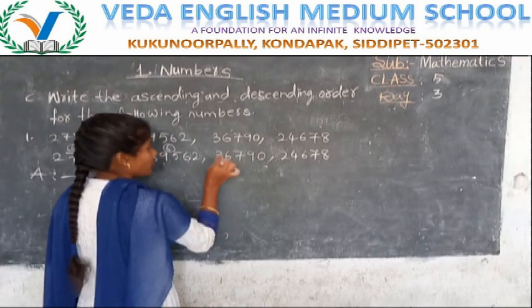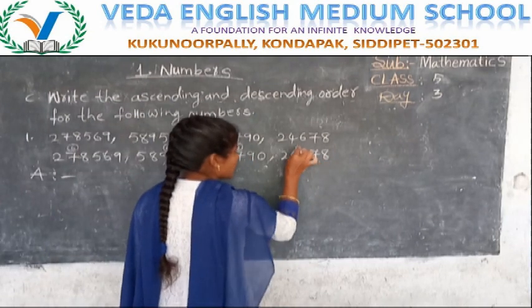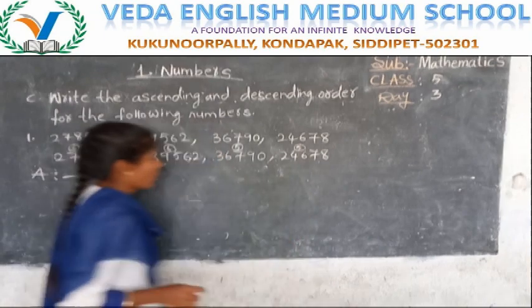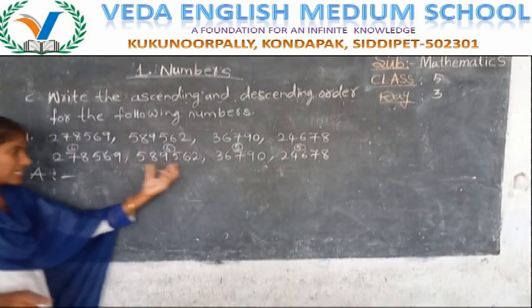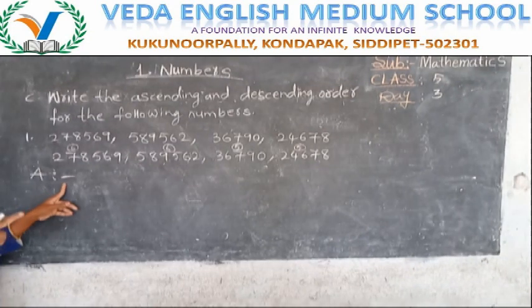1, 2, 3, 4, 5. It is a 5-digit number. Now, these two are 6-digit numbers and these two are 5-digit numbers. Ascending order means we have to write the numbers from smaller number to greater number.